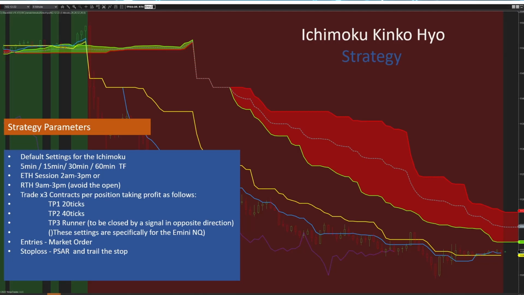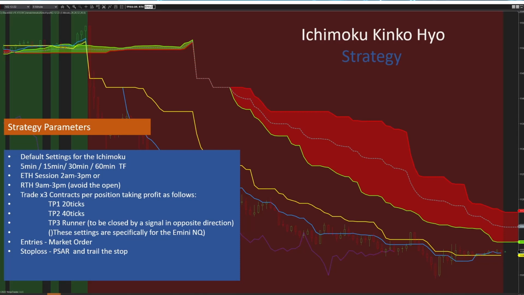For this particular equity curve, I put down 3 contracts per position, and this is specifically for the NQ. It works well on the YM and ES. You need to play around with the RTY. As for the profit targets, I've set it so that you take profit at 20 ticks for the first position, and then the second position at 40 ticks. By this time you have reduced your risk, so that you just leave the third position as a runner, and this will be closed by a signal in the opposite direction.